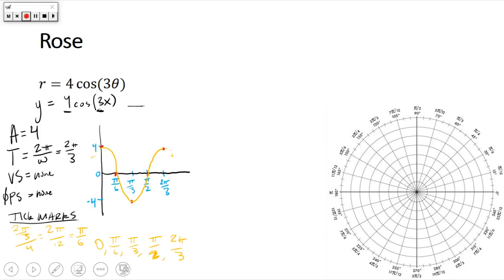So we're going to go left to right this way, and we're going to read the angle values, get the r values out. Remember, this is r versus theta, and then we're going to transfer them over to the polar coordinate system here. So 0, 4 is your first point. You're looking at 0 going 4, 1, 2, 3, 4. We have a point right here.